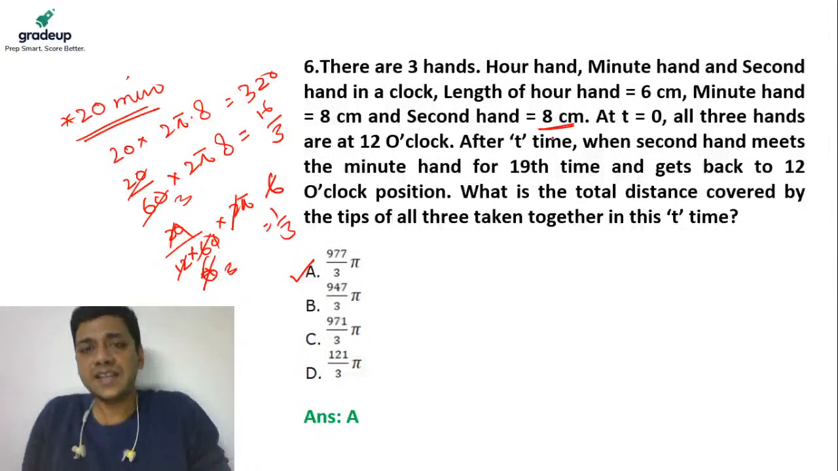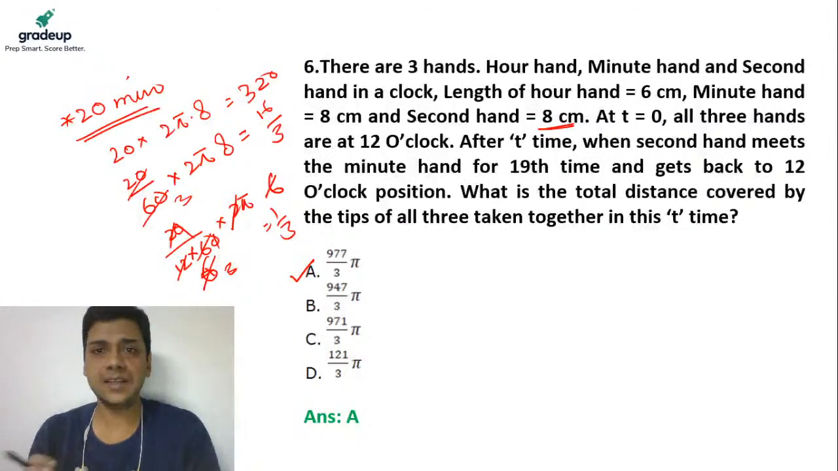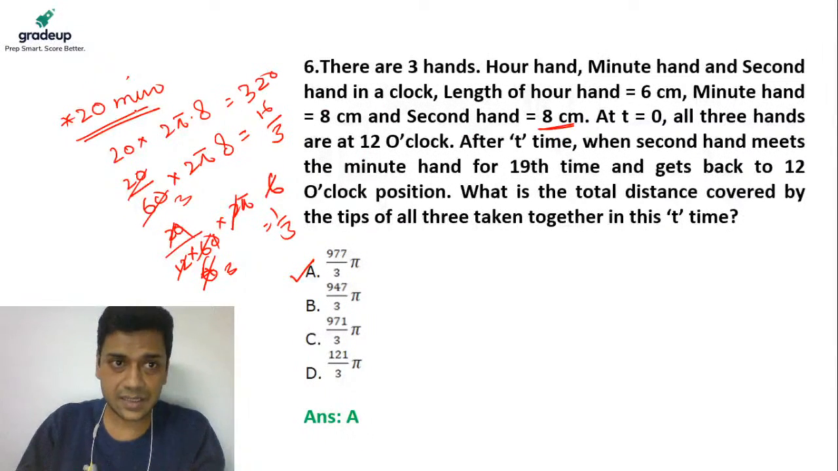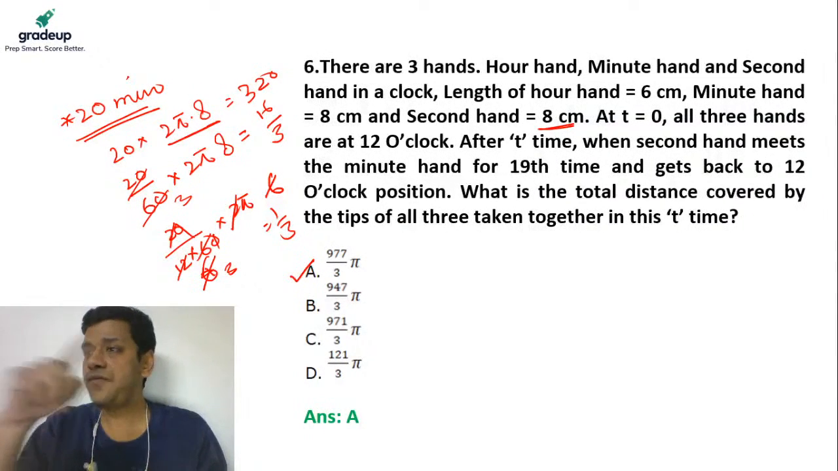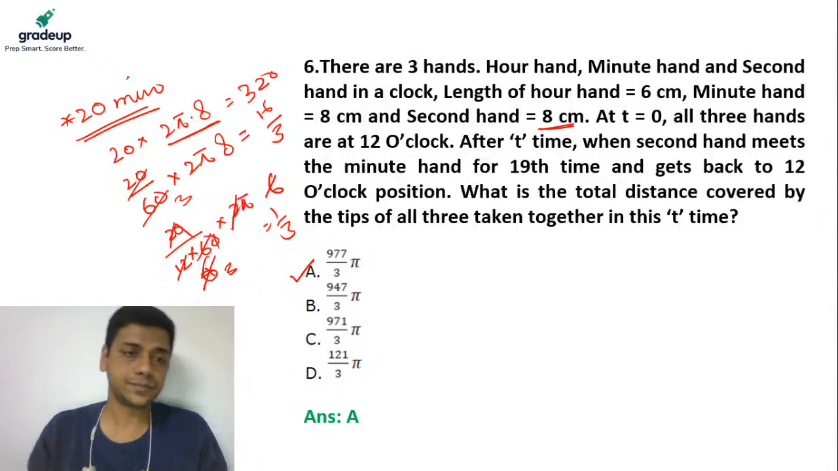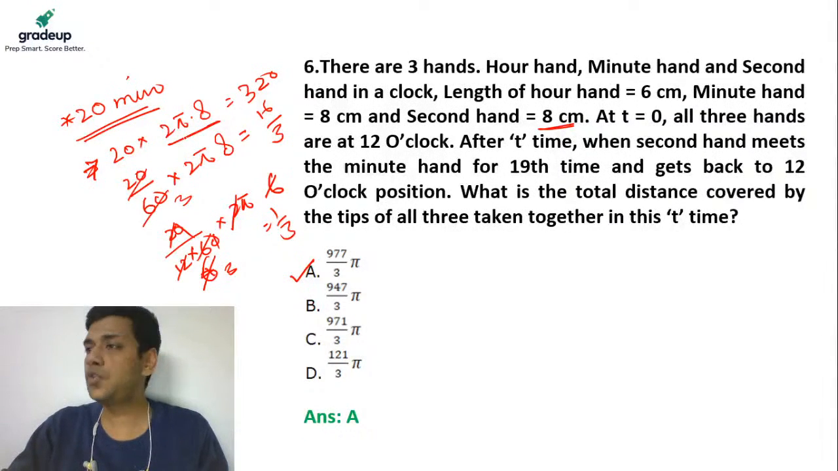If the length of the second hand is 8 centimeter, can I say in one full round, it will travel 2 pi r, which is the circumference, 2 into pi into 8, and the second hand completes one full round in 1 minute. So in 20 minutes, it will travel 20 into 2 pi r.